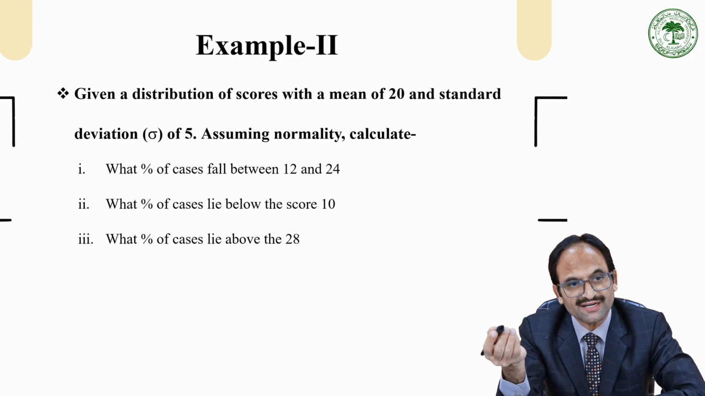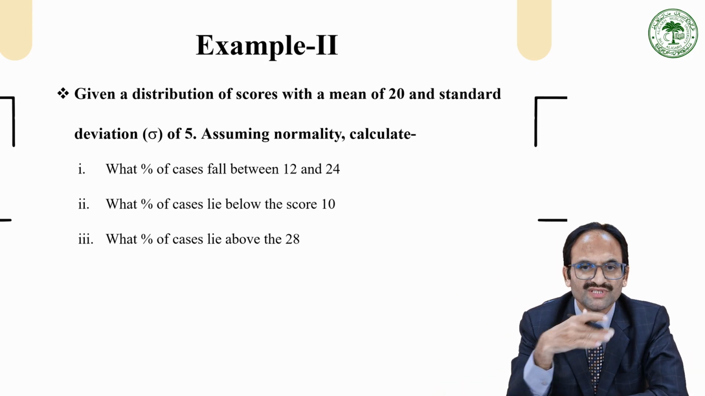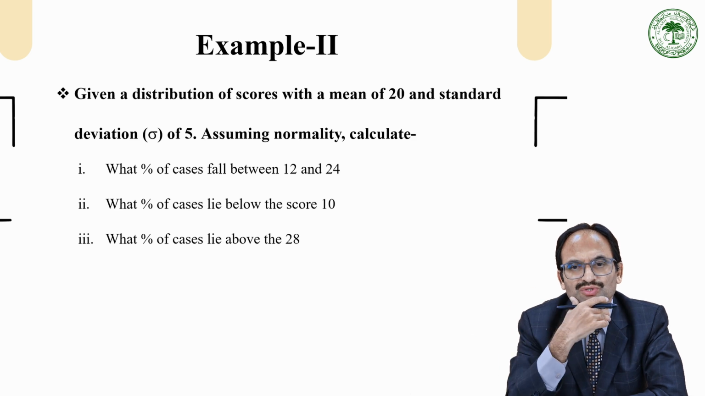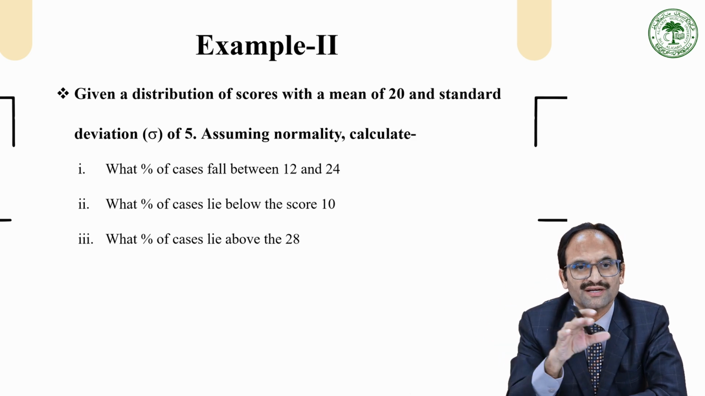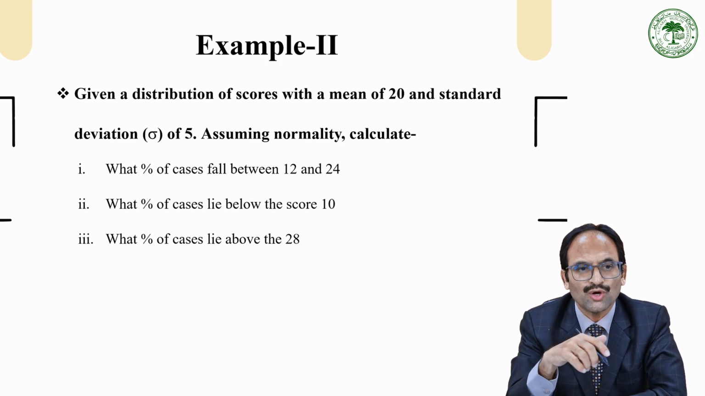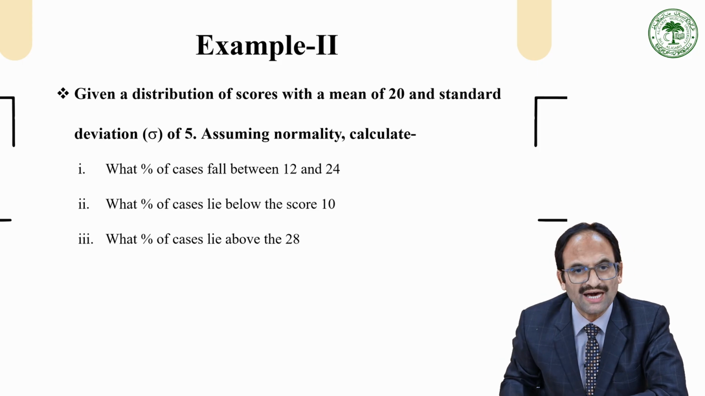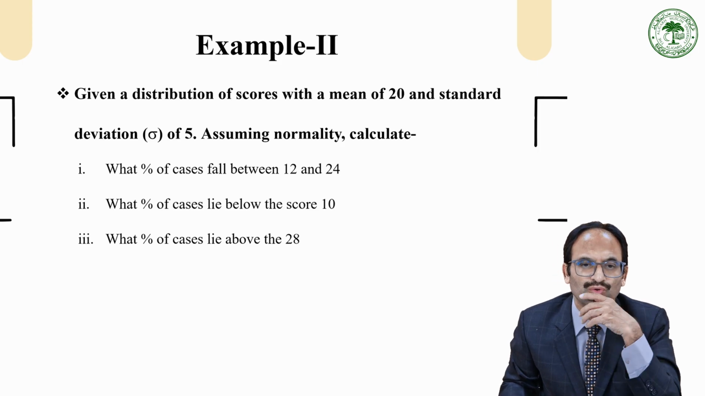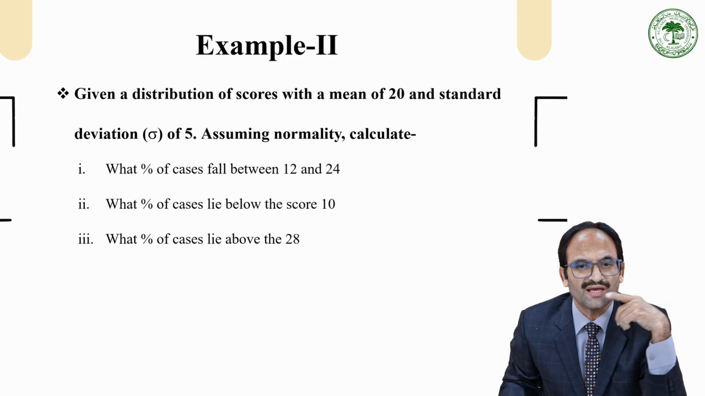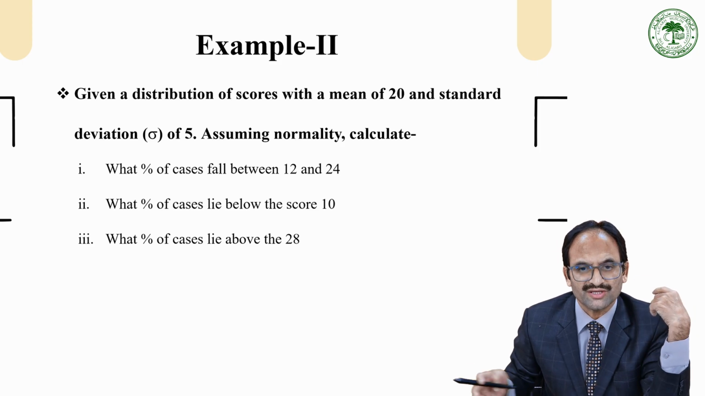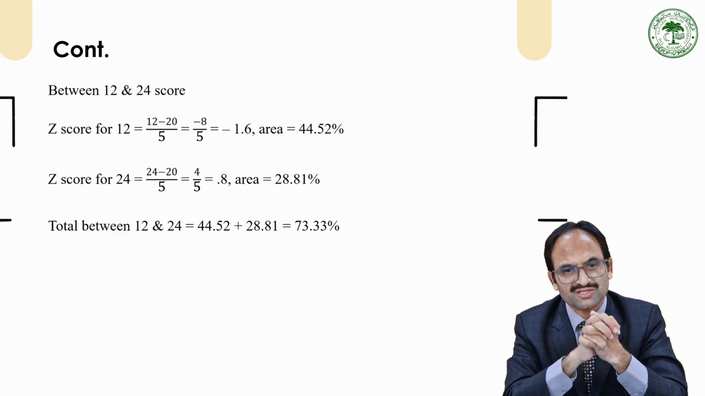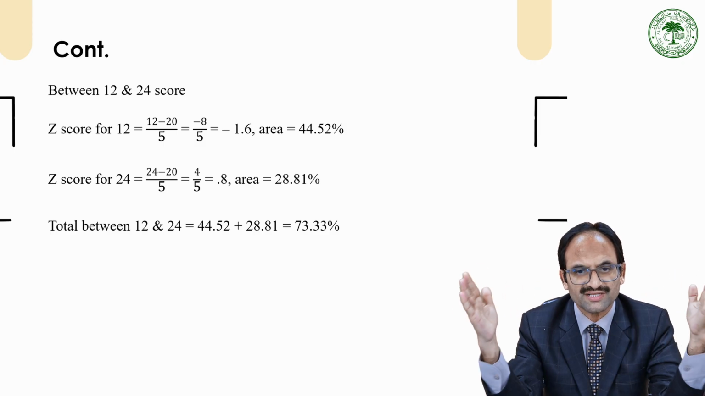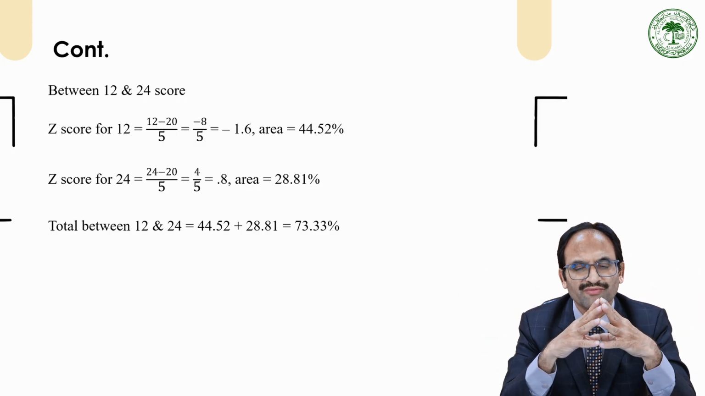I have taken the second example. Given a distribution of scores with a mean of 20 and a standard deviation of 5, assuming normality, calculate what percentage of cases fall between 12 and 24, what percentage of cases lie below the score 10, and what percentage of cases lie above the score 28. So it's very simple. What percentage of cases fall between 12 and 24?